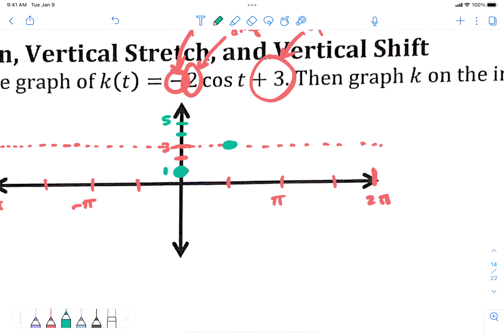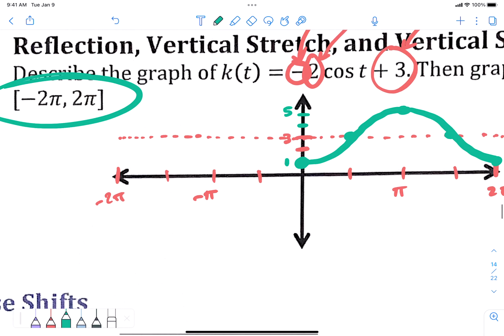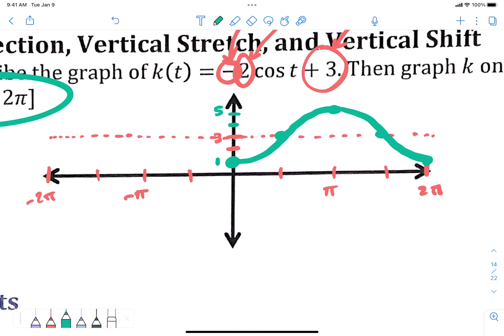And then it goes down and down and up and up. And this is what it looks like. I just appreciate math, guys. That's what it looks like. Okay? Yes? Good? Now graph. They want us to graph between negative 2 pi to positive 2 pi. So we're going to do the same thing on the other side. Up, up, down, down. It should look something like this.